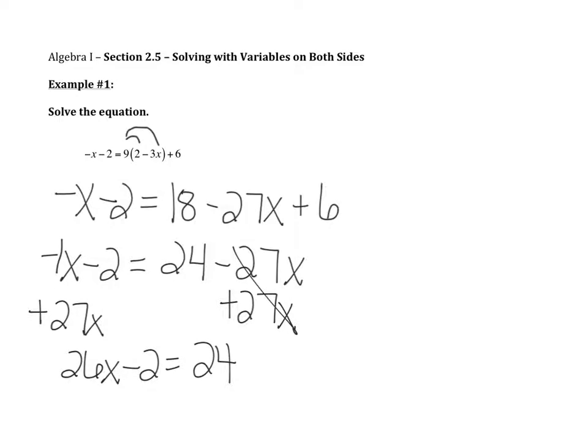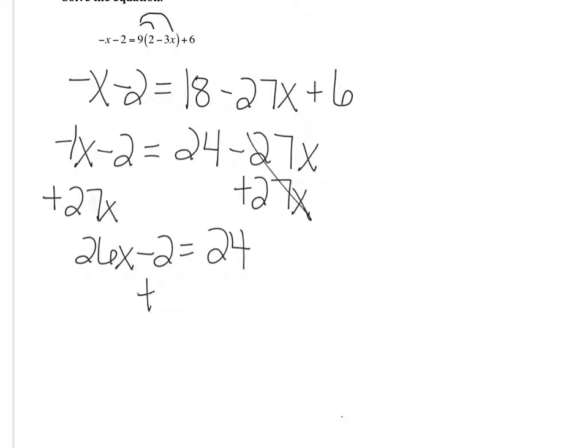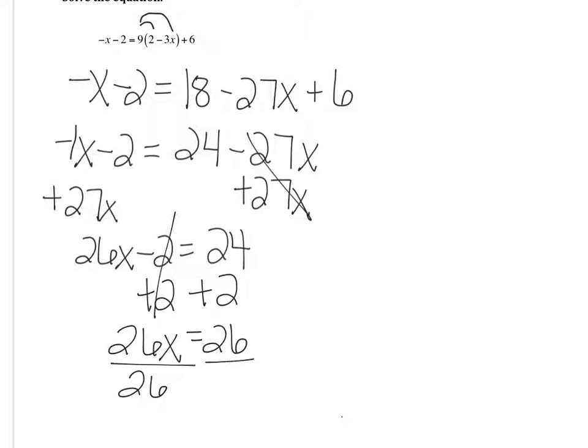since the negative 27x plus 27x would give me 0. Now I'm going to add this 2 from the left to the right. Negative 2 plus 2 is 0. That's where it cancels right there. So I'm left with the 26x on the left and 26 on the right. And of course, divide both sides by 26 to get rid of that multiplication of 26. And 26 divided by 26 is 1. As always, you can take this answer of x equals 1 and substitute it back into your original problem and see if it works out.